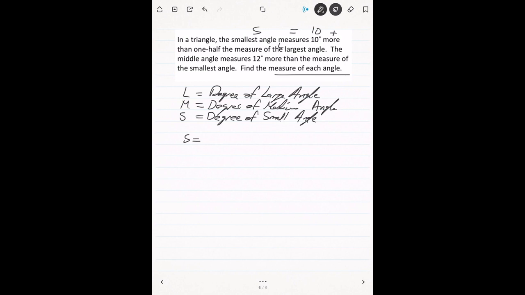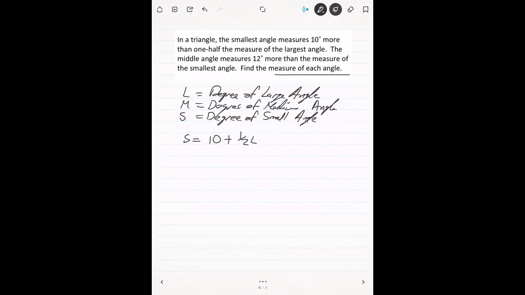We have 10 degrees more than means addition, so 10 plus half the measure of the largest angle. Well, that's L, and half is just a half. So we should have 10 plus 1/2 L. And that's it. We have 10 more than, so that's 10 plus, and then we have 1/2 the measure of the largest, so that's 1/2 L. Let's take a look at the next relationship that we see here.